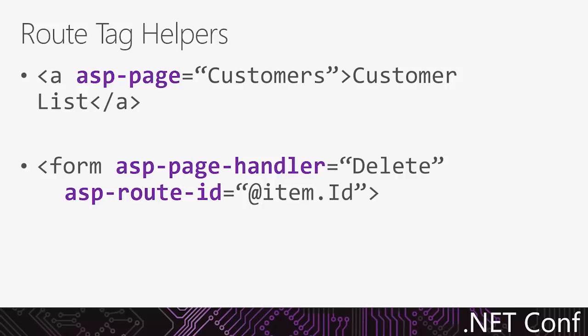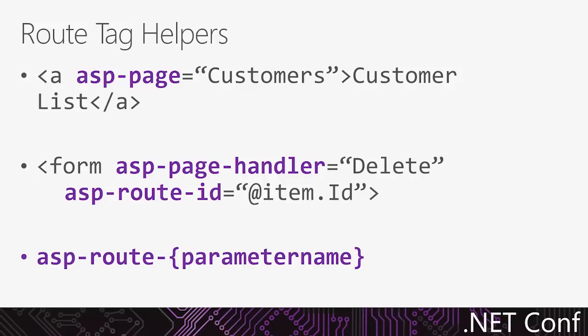Notice here also that you can add route variables, such as the route ID. In this case, you see I have asp-route-id, and I'm binding that on the form using Razor to the model's item.id. In fact, you can use any asp-route-whatever parameter name tag helper that you want, and that will automatically get added to the collection of route variables that is specified when it generates the URL. Now, this is not a Razor Page feature. The asp-route tag helper exists as part of the forms tag helpers collection that you could use today in MVC.